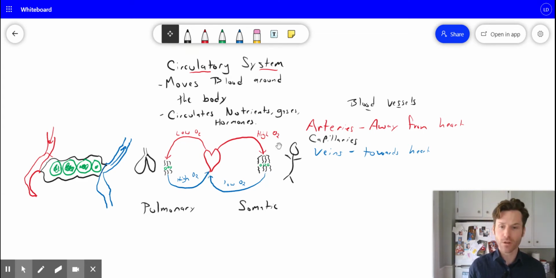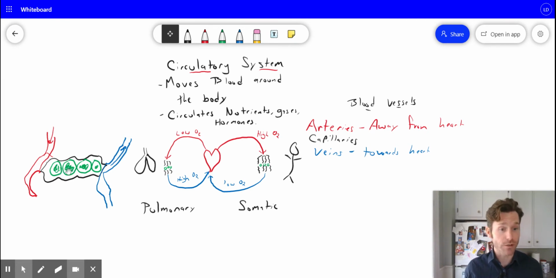The arteries and the veins are quite thick, and nothing can be exchanged between them and the cells. They're just transportation for the blood, moving it from one place to another. When we actually want to get stuff out of the blood and into the cells, that's done in the capillaries. The capillaries are thin enough that stuff can cross them. For instance, oxygen can leave the blood and get into the cell, and things can leave the cell and get into the blood.